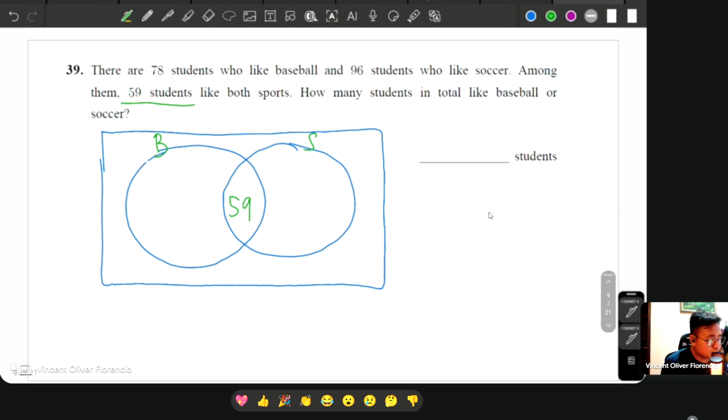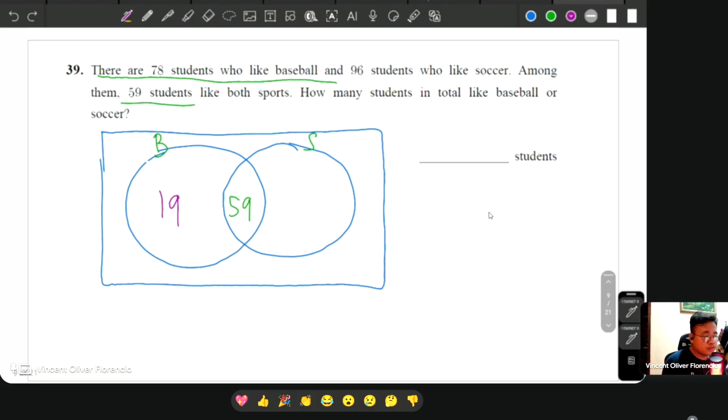Now, it says here that there are 78 students who like baseball. So if there are 78, take note this 59 here is already part of that 78. So how much more do you need? If you do subtraction, that is 19. It means to say that this portion here is 19. Again, why? Because if we add 19 and 59, that will be 78. Again, that's the total number of students who like baseball.